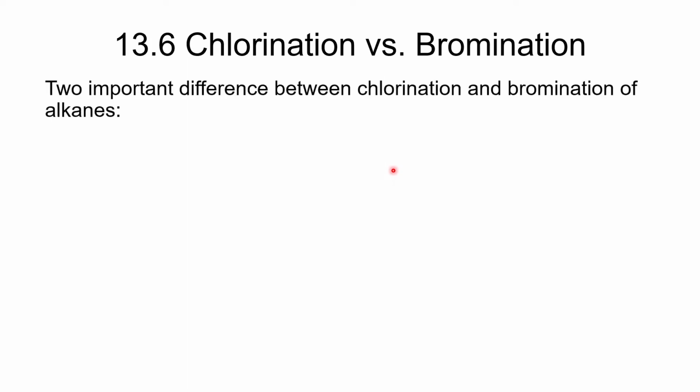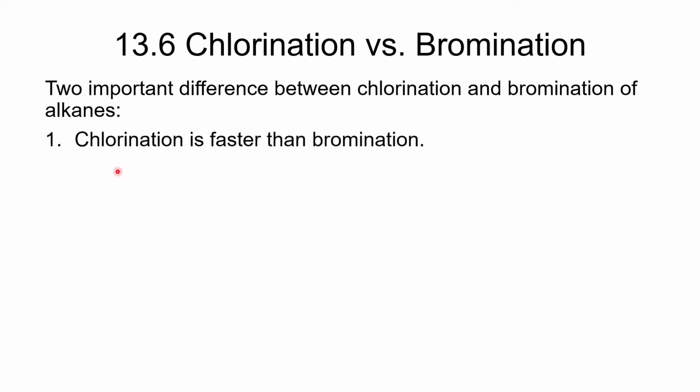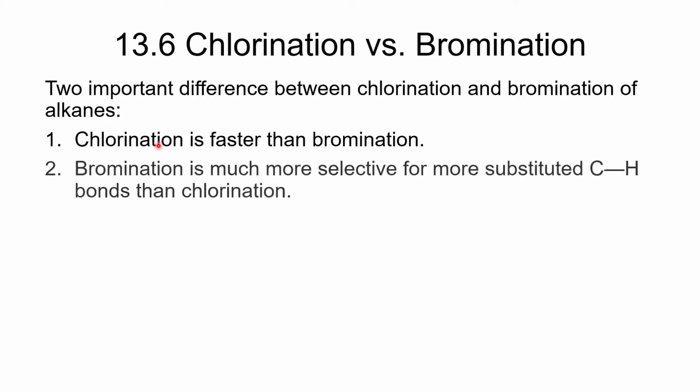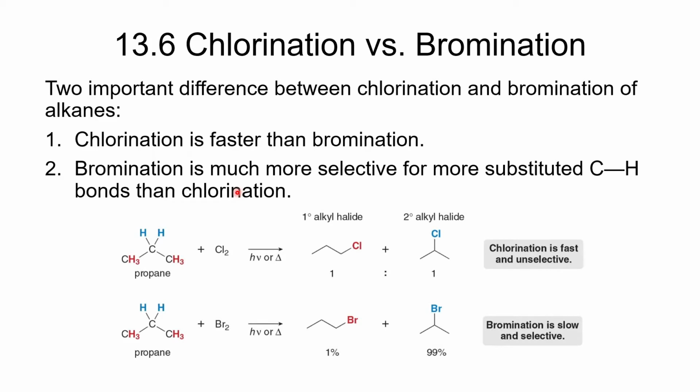So let's look at the difference between chlorination and bromination of alkanes. Chlorination goes faster than bromination. So if you're just trying to get the reaction done fast, chlorination is definitely a faster pathway. Bromination, however, is much more selective for more substituted carbon-hydrogen bonds than the chlorination. To illustrate how much more selective, we're going to go back to propane, the one we looked at a few minutes ago with chlorine. As you recall, we have a 6:2 or a 3:1 ratio of hydrogens for the primary hydrogens to the secondary hydrogens, but we only had a 1:1 ratio as far as the products.